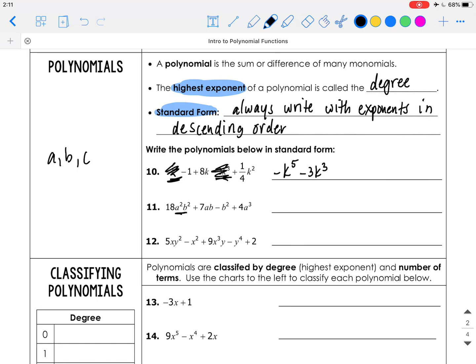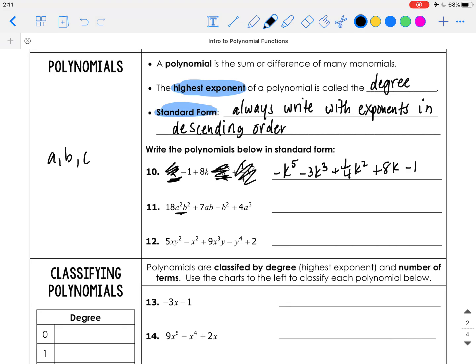So for example, don't forget that it's a negative 3k to the third. Let's see, we got k squared, so that's who's going to come next. Scratch them out. Then I got 8k, then I have a negative 1. Perfect. So this is standard form. This is putting everything properly in order.